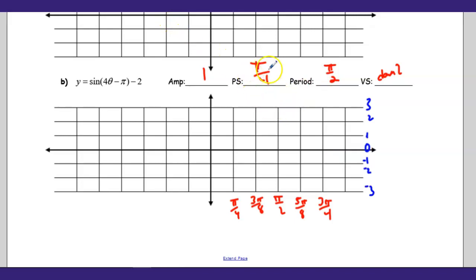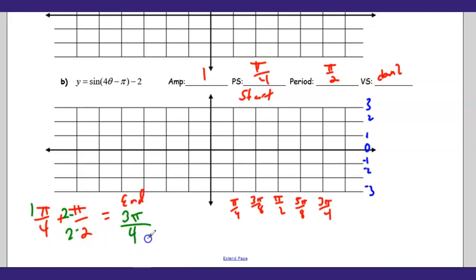We know that this graph starts at pi over 4. And this is the start. We also could find an end. If I take the start and I add the period, I can get my ending value. So I need this to be 4. So if I multiply by 2 at the bottom and multiply by 2 at the top, that'll give me 1 plus 2 is 3 pi at the top and at the bottom over 4. 2 times 2 is 4, so 4 common denominator. So it's going to end there, at 3 pi over 4.